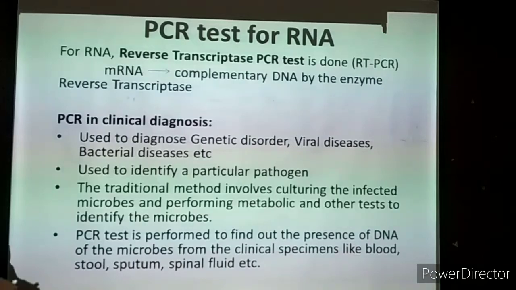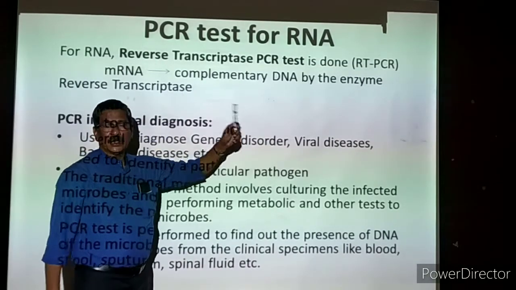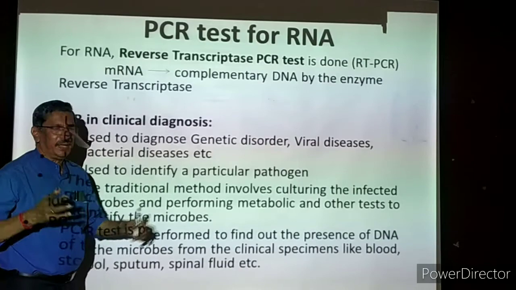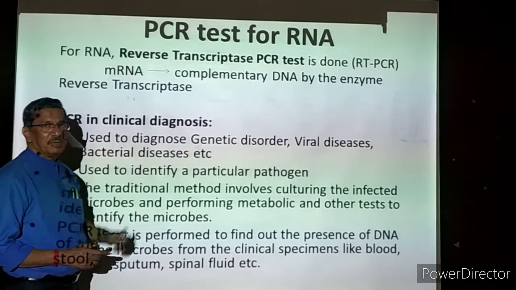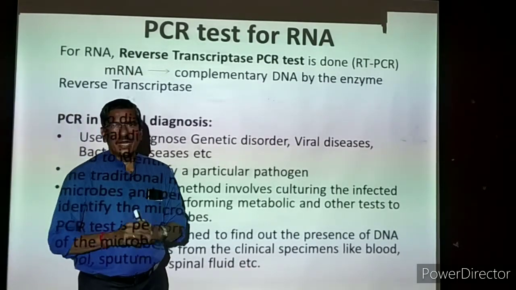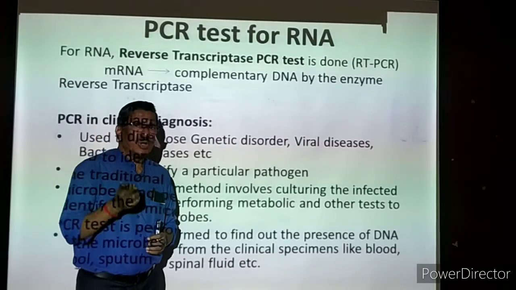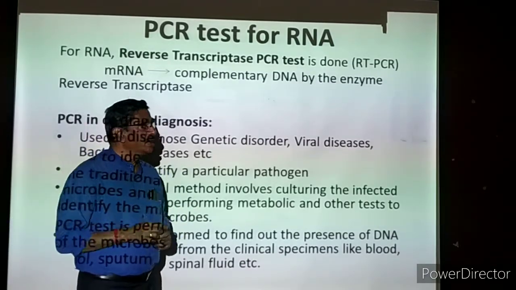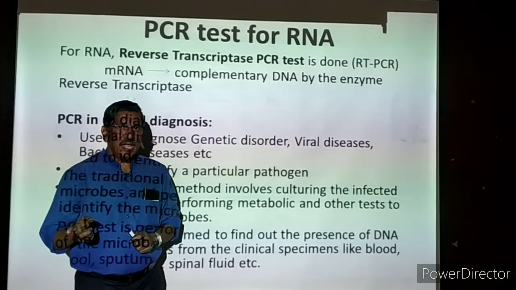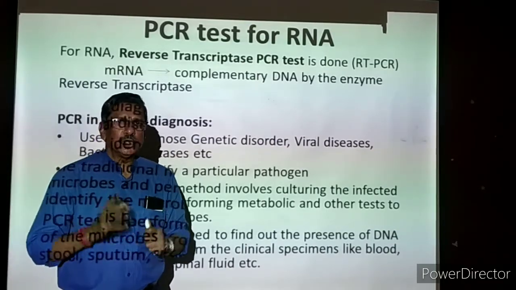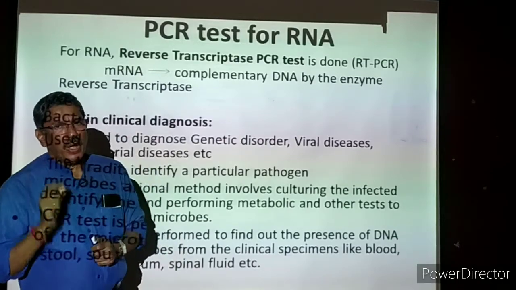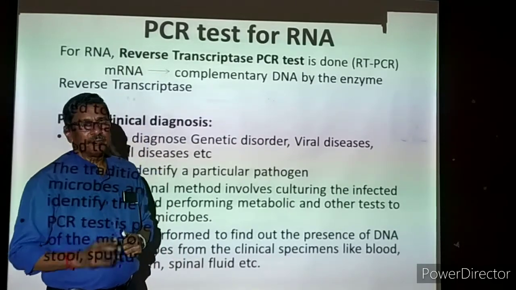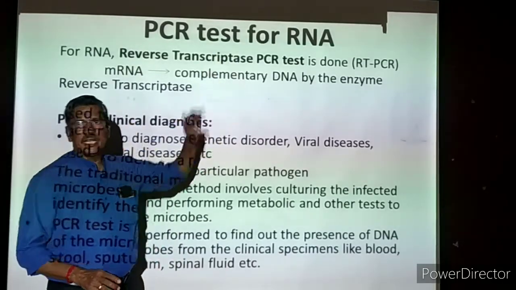Now we are coming to the PCR test for RNA. So far we have studied the PCR test for DNA. Now if it is RNA, because when it is going for viruses, viruses are having only one nucleic acid. All other organisms have DNA as well as RNA, but in viruses either RNA or DNA will be there. Assume that one virus is there that has only DNA. For that PCR test, previously we have taken the DNA test.